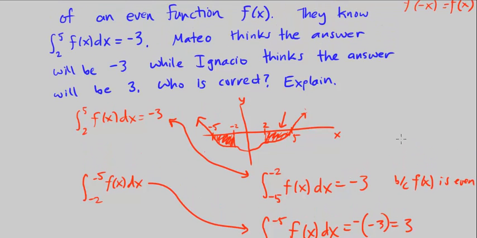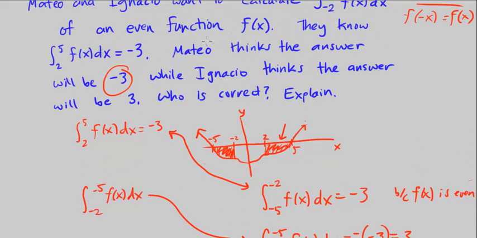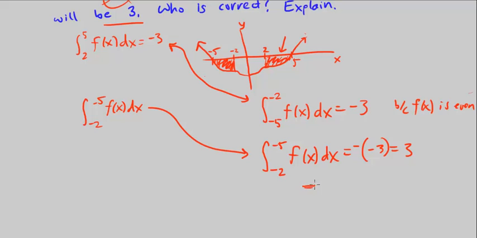And who is correct? Well, Matteo thought it was -3. Matteo is wrong, right? Because it's not -3. Ignacio thinks it would be +3. Yes, Ignacio thinks it's +3. Ignacio is right. So therefore, Ignacio is correct. Okay? Because just remember, when you change the order of these indices, then we also have to change the sign, right? -3 becomes +3. Alright, so this ends for CPM Calculus Chapter 4, number 57.